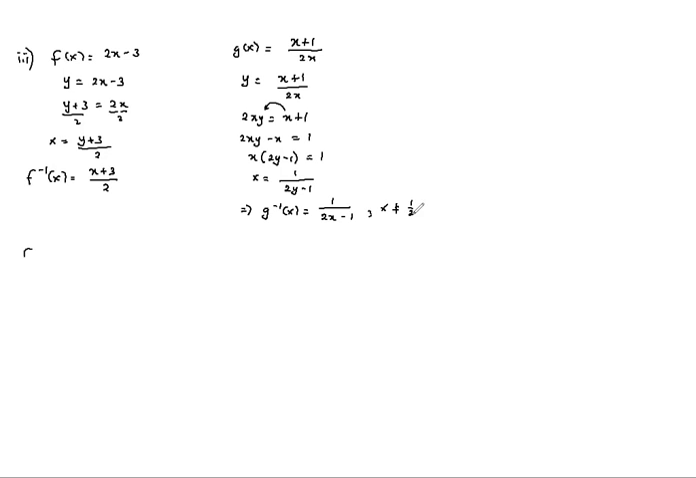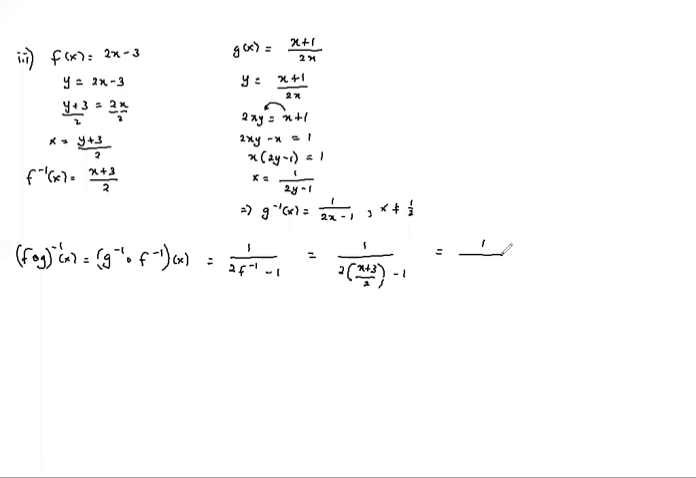Then now, the question says, find f of g inverse. Now, f of g inverse is the same as g inverse of f inverse. So, g inverse is here. In g inverse, where there is x, we'll take f inverse and then minus 1, meaning that we have 1 over 2 f inverse, which is x plus 3 over 2, and then minus 1. This becomes 1 over x plus 3 minus 1, because these 2 and these 2 cancel. So we'll have 1 over x plus 2.